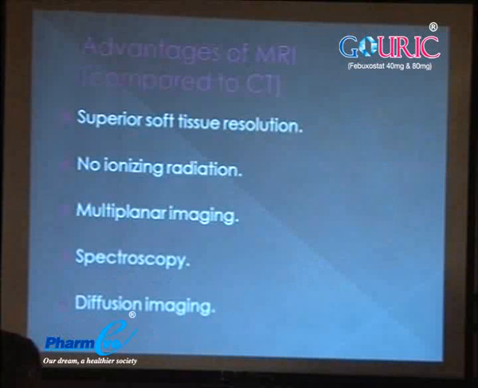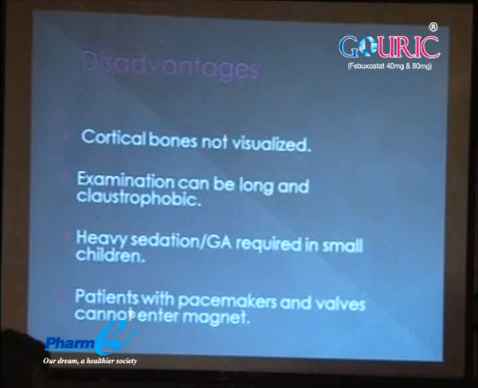Advantages of MRI are the superior soft tissue resolution, no ionizing radiation, the multiplanar imaging capabilities, and of course there are the other two things, which are spectroscopy and diffusion imaging, which are really functional studies. I'm not going to talk a lot about them because their role in rheumatology is limited. Disadvantages, and this is again an important slide because you need to know what the disadvantages are.